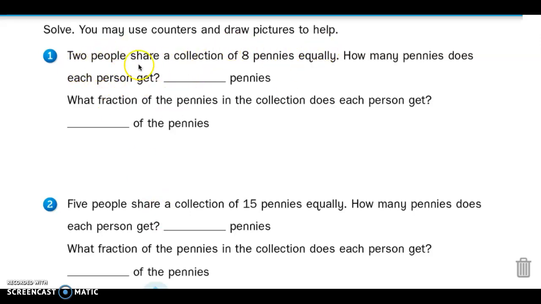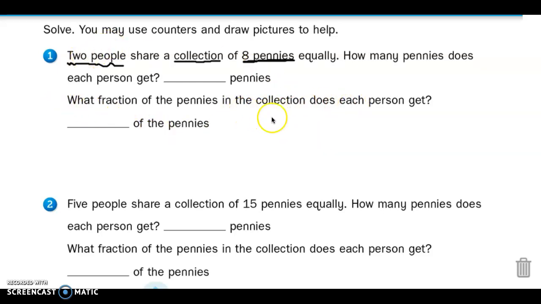Number 1 says two people share a collection. That's the word we just found out. So this is a whole, but the whole has more than one piece. Okay, so two people share a collection of 8 pennies equally. So we know 8 pennies is our total, or our whole, or our collection. How many pennies does each person get? So blank pennies. What fraction of the pennies in the collection does each person get?